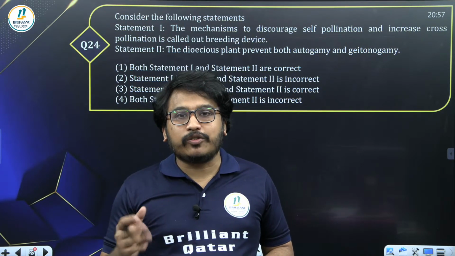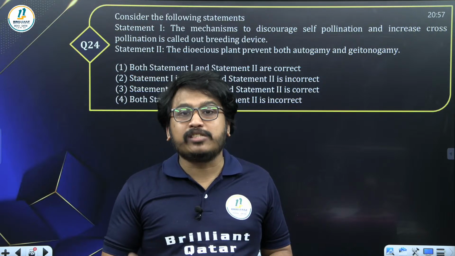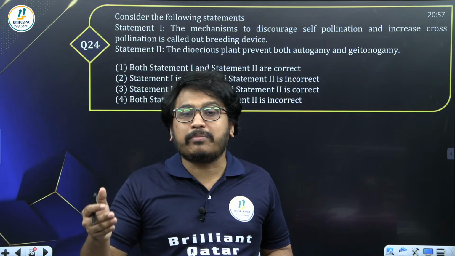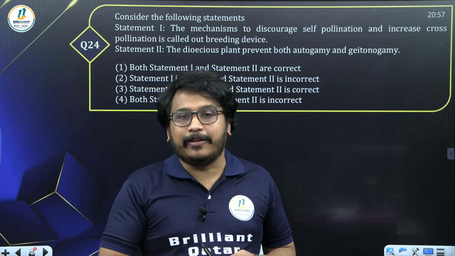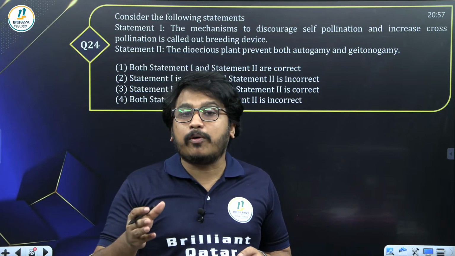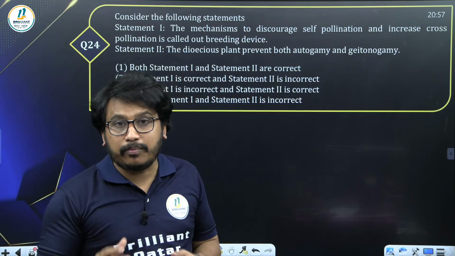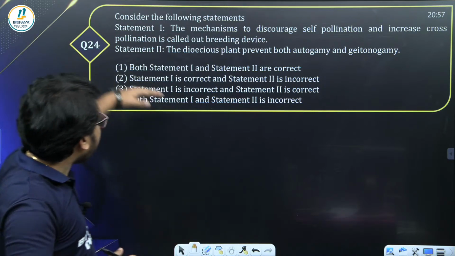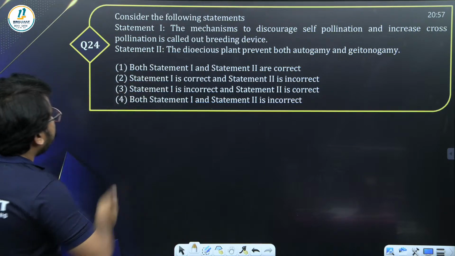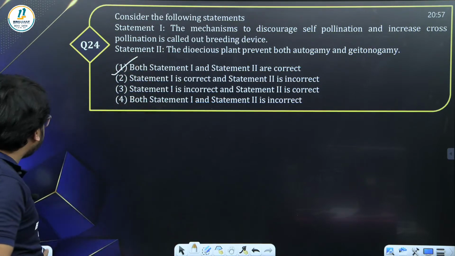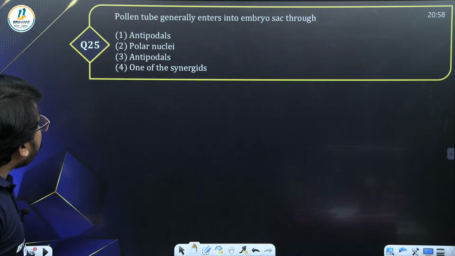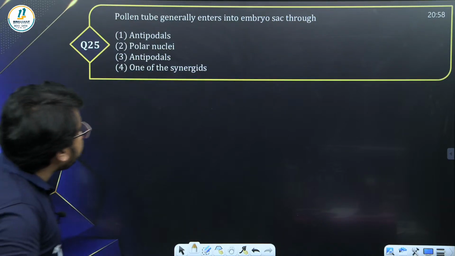There is no chance of autogamy and geitonogamy. Autogamy means what? The transfer of pollen grains from anther to stigma of same flower. Geitonogamy means transfer of pollen grains from anther to stigma of different flowers of the same plant. That is not at all possible in case of dioecious plant. So both the statements are actually correct. Next one, pollen tube generally enters into embryo sac through.